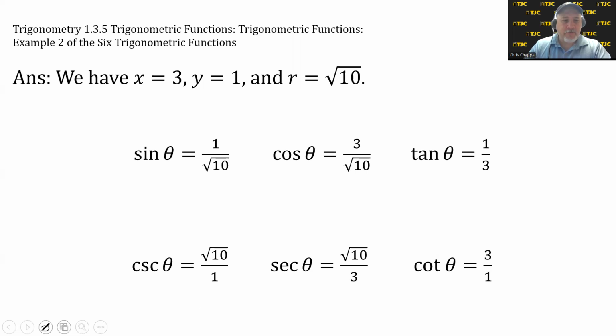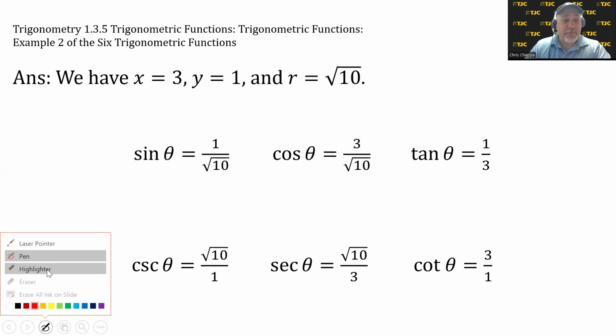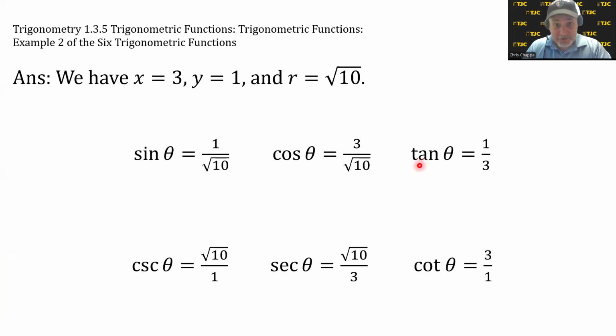Again, pretty straightforward substitution. Just be cautious. The most common mistake people make here is they are careless and they put numbers in the wrong place. And of course, their definitions. All the x's became 3: top of cosine, bottom of tangent, bottom of secant, top of cotangent. All the y's became 1: top of sine, top of tangent, bottom of cosecant, bottom of cotangent. All the r's became square root of 10: bottom of sine, bottom of cosine, top of cosecant, top of secant.